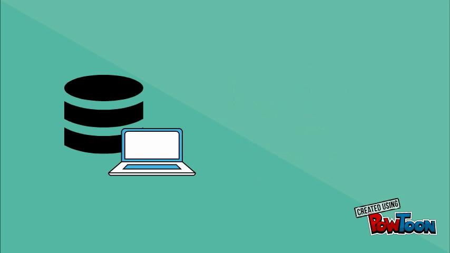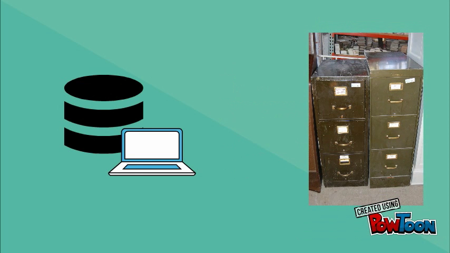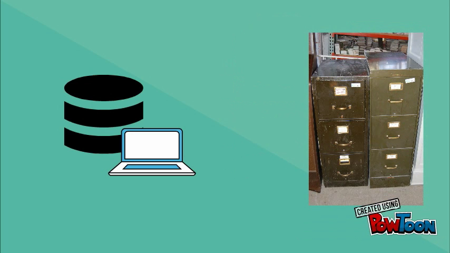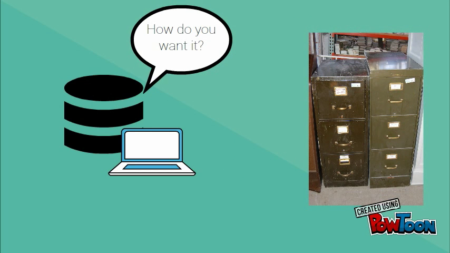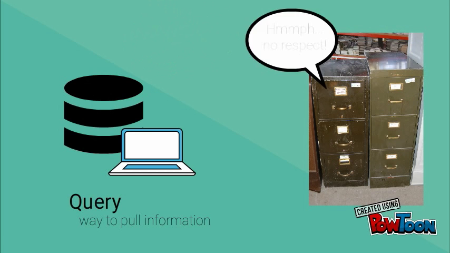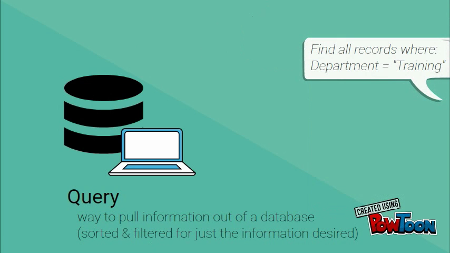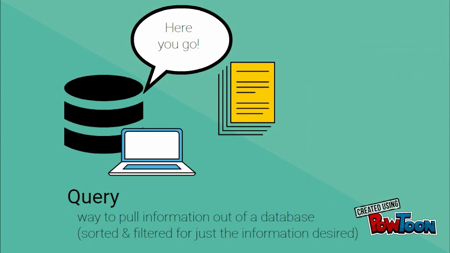Let's say you wanted to find all the records for people who work in the training department. In a filing cabinet, you have to have a list of their names first so that you can find them in your alphabetical cabinet. With a database, you just have to ask it to find all those records for you. This is called a query. You would construct a simple query. Find all records where the department equals training. The database would pull all the records for you without having to know the names first.